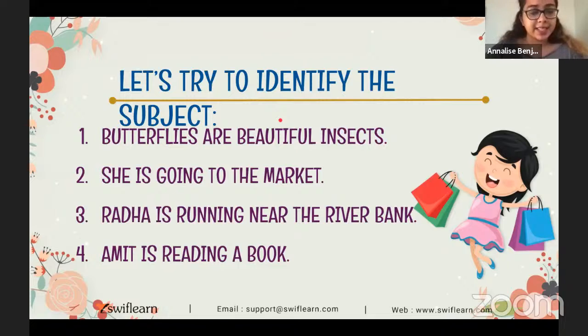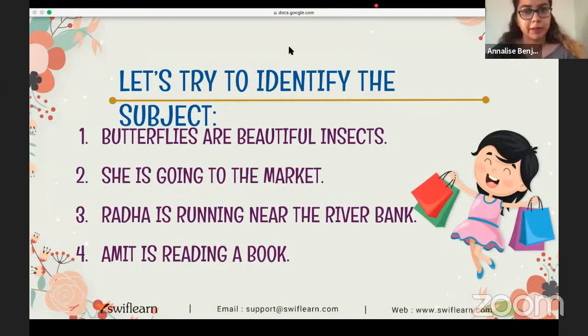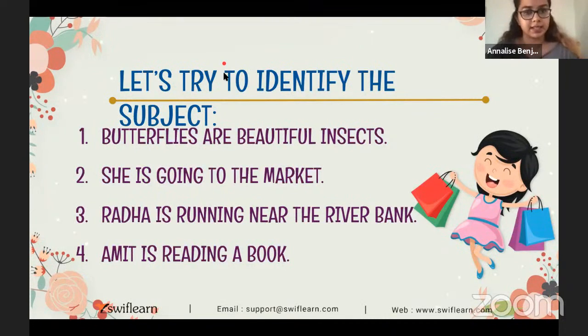There are 4 sentences given to you below. In these sentences, try to identify what the subject will be. What is the subject in these sentences? I'll give you a second. Go through these sentences. Let's do it together. Butterflies are beautiful insects. So over here, what is our subject? Butterflies, right? Butterflies are being described. So butterflies is going to be our subject.